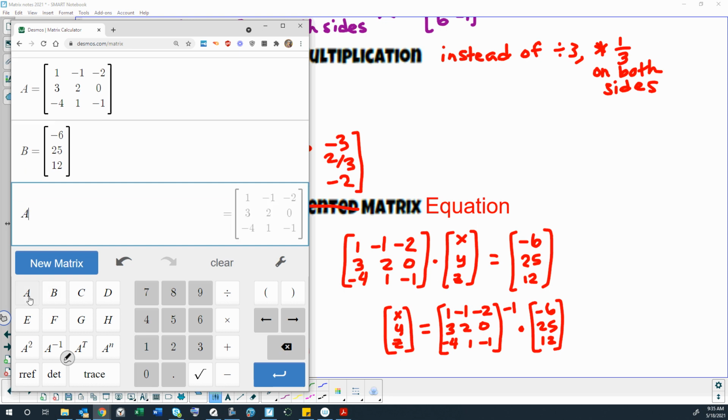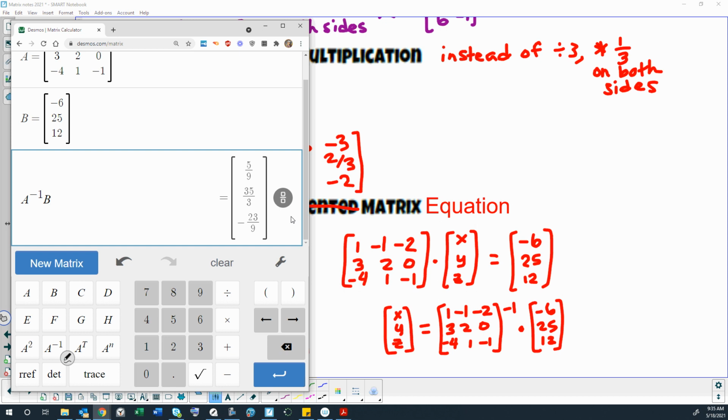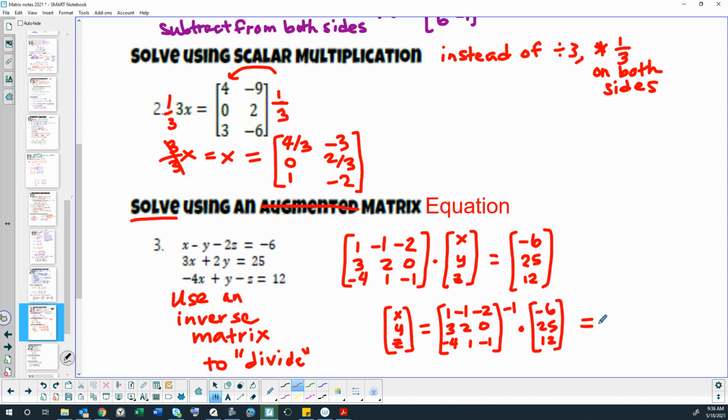Now I'm going to type in A to represent this matrix A. I'm going to hit the -1 power so that I turn that into the inverse. That's how I divide. And then I'm going to hit B for multiplying by matrix B. And that gives me this answer right here, which you could totally just write down rounded versions of the decimals. That would be fine. Or you can change it to fractions. So this allows us to find our answers.